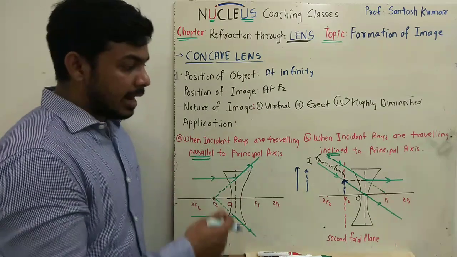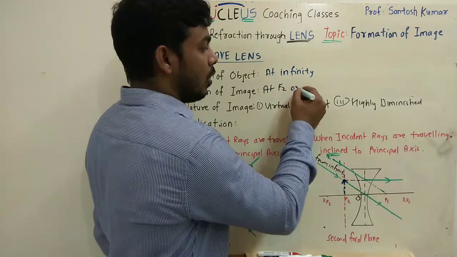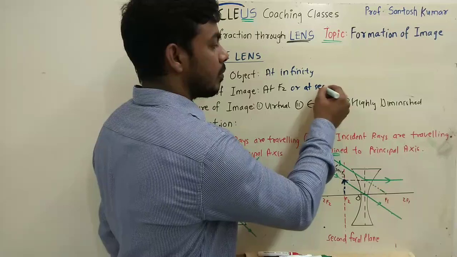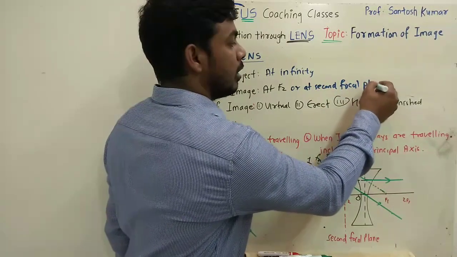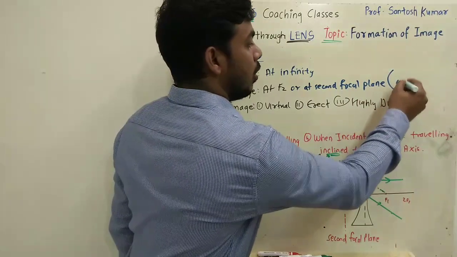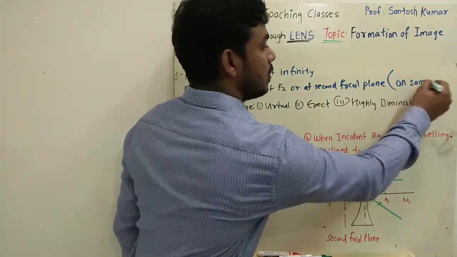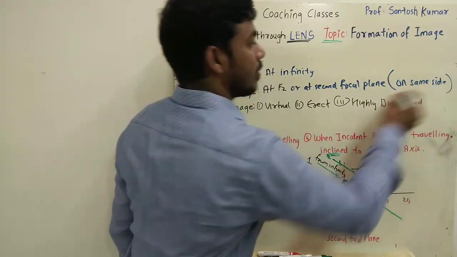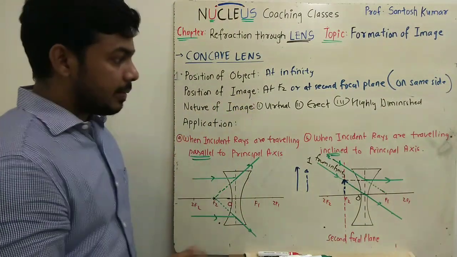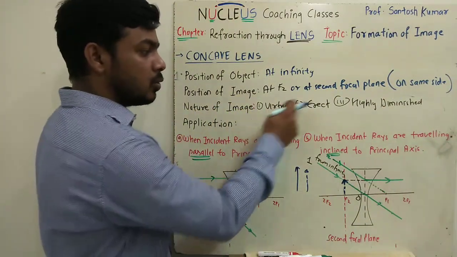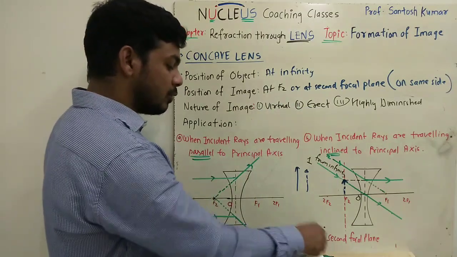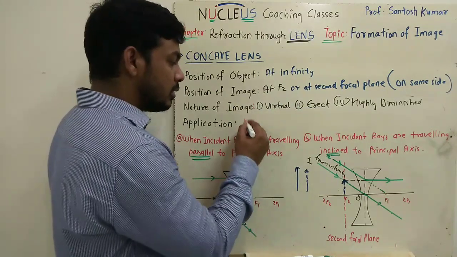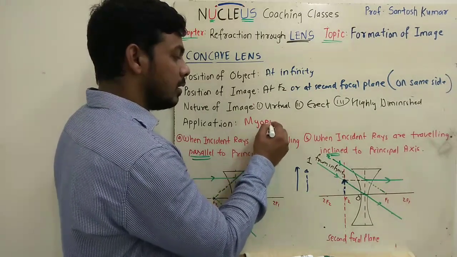So again I can say that the image is formed at the second focal plane on the same side, right? And we can say the image is virtual, erect and highly diminished. If I talk about one application of this case, it is used in the myopic eye.